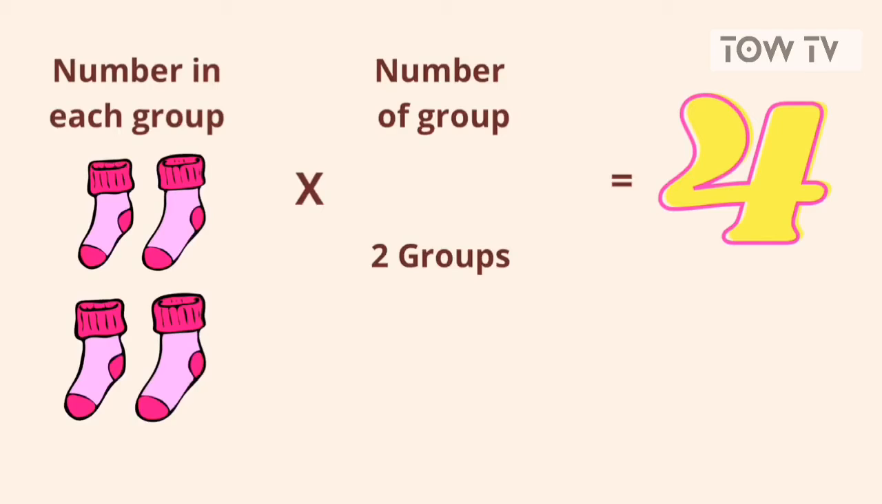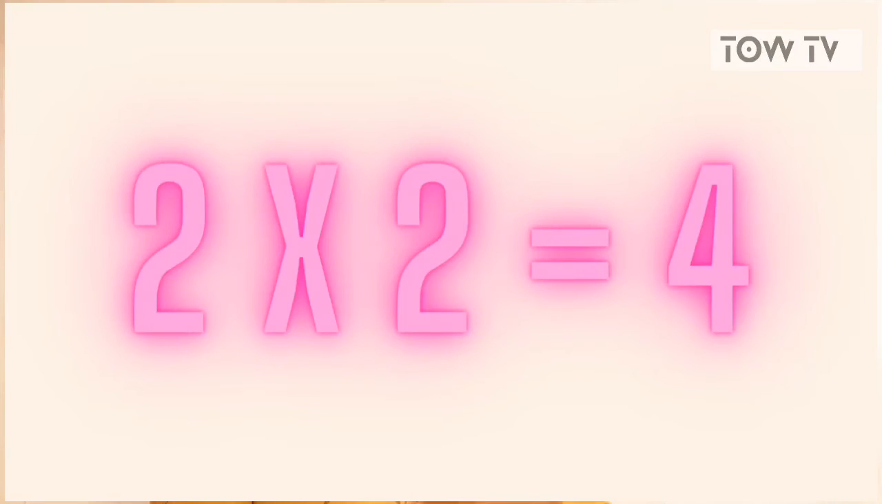Multiplied or times the number of groups. Now, how many groups do we have? 2 groups, Monday and Tuesday, which makes 2 groups. So we have 2 times 2. Now let's skip count. 2, 4. So 2 times 2 gives us 4. Easy peasy.